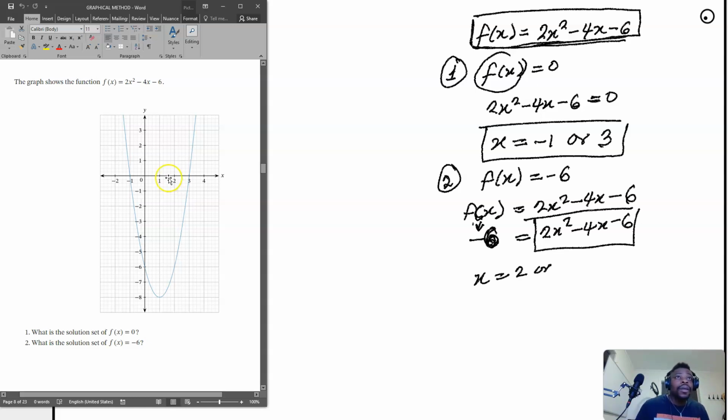Or, you draw a line like this. So at this point, x is 2. At this point, what is x? Trace it up. X is 0. Easy. That is the answer for that.